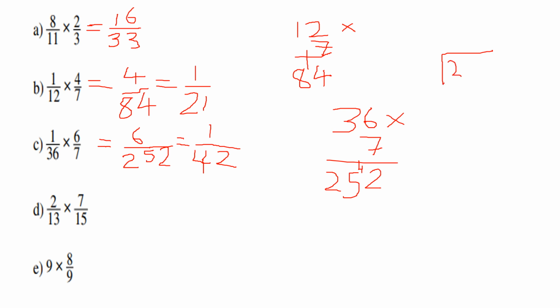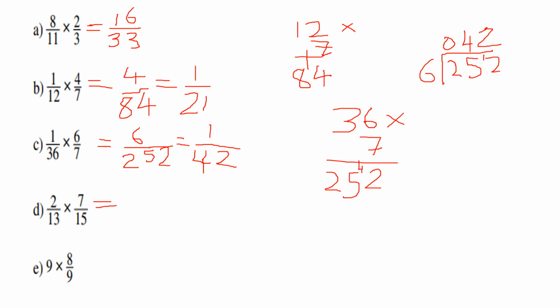So 252 divided by 6. 6 doesn't go into 2, so 6 into 2 goes 0 times. 6 into 25 goes 4 with 1 left over, or 1 remaining. 6 into 12 goes twice. So the answer is going to be 42. Okay, 1/42.